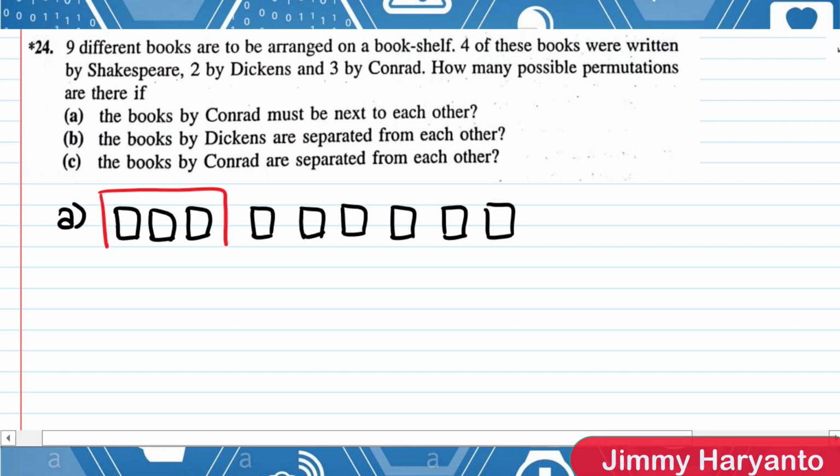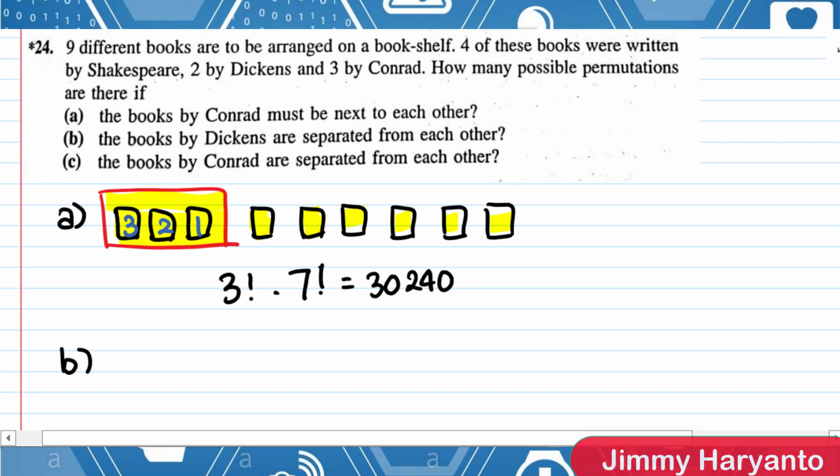First we have to make this one together. Conrad's books are 3 books, so 3, 2, 1, and then we have to count how many empty boxes remain. 1, 2, 3, 4, 5, 6, 7. So 7 factorial arrangements of the remaining boxes, and then we have 3 books inside the red box, so it will be 3 factorial. 3 factorial times 7 factorial equals 30,240.